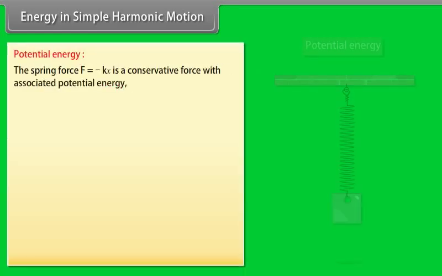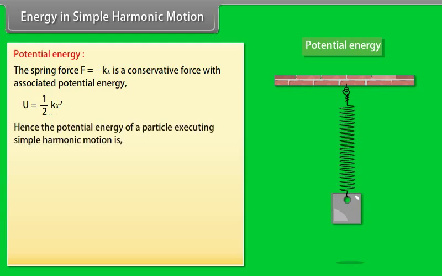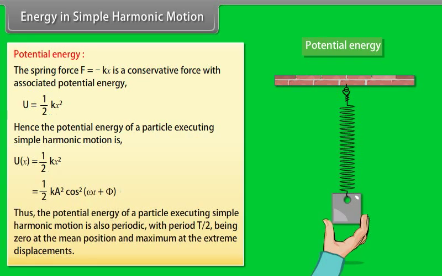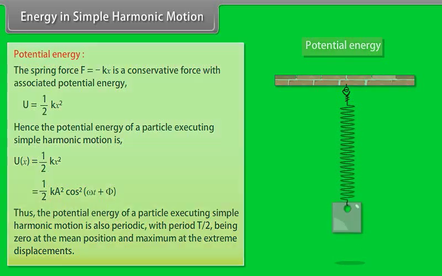Potential energy. The spring force F is equal to minus kx is a conservative force with associated potential energy U is equal to half k x square. Hence, the potential energy of a particle executing simple harmonic motion is U(x) is equal to half k x square is equal to half k A square cos square (omega t plus phi). Thus, the potential energy of a particle executing simple harmonic motion is also periodic, with period T by 2, being zero at the mean position and maximum at the extreme displacements.